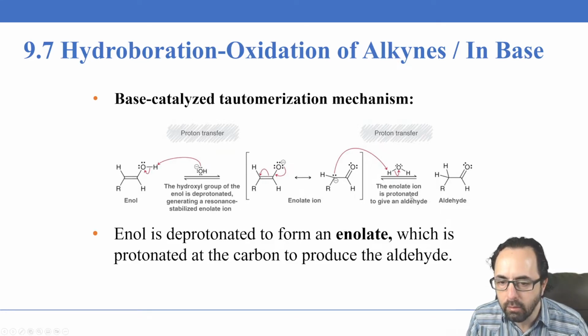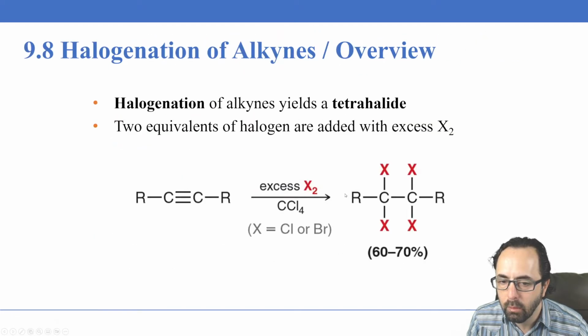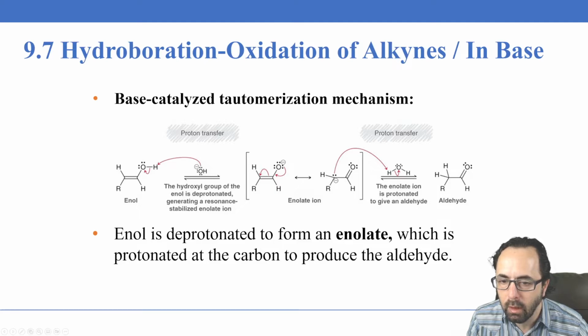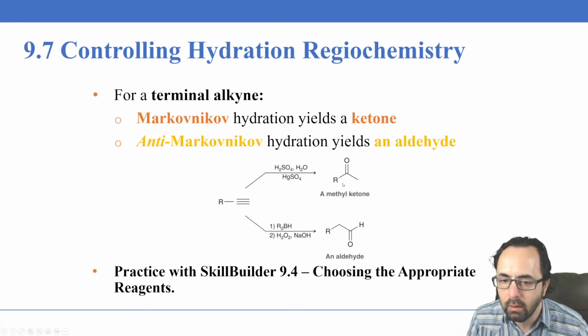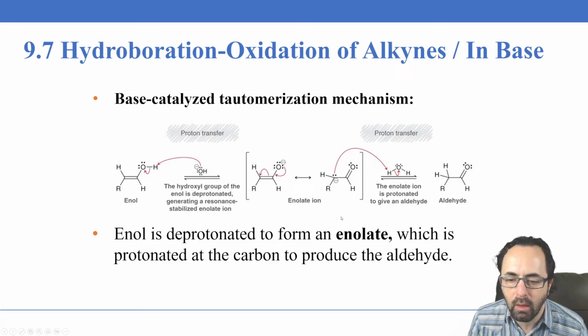So that's another bit of terminology. But that enolate ion is very basic. It's going to want to go and grab the proton and leave the electrons behind. We get the aldehyde at the end.